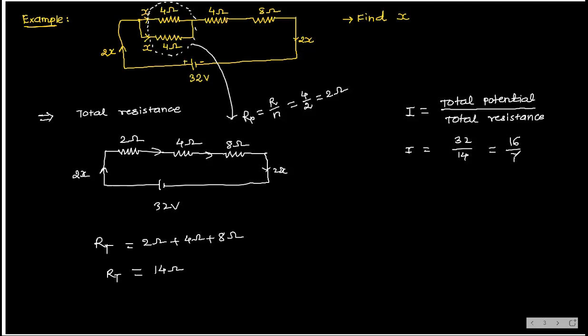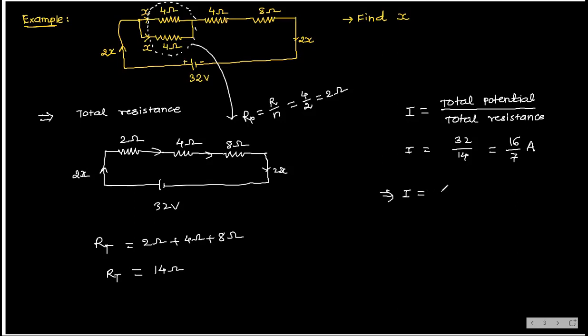16 by 7 ampere. Now the total current we know: total current I is equal to 2x, right? I is equal to 2x. So shall I equate this, 2x is equal to 16 by 7?